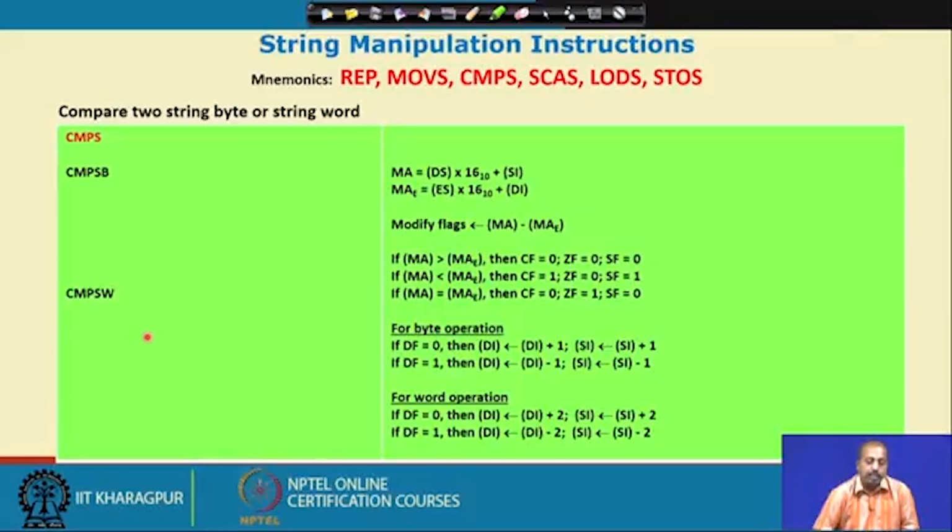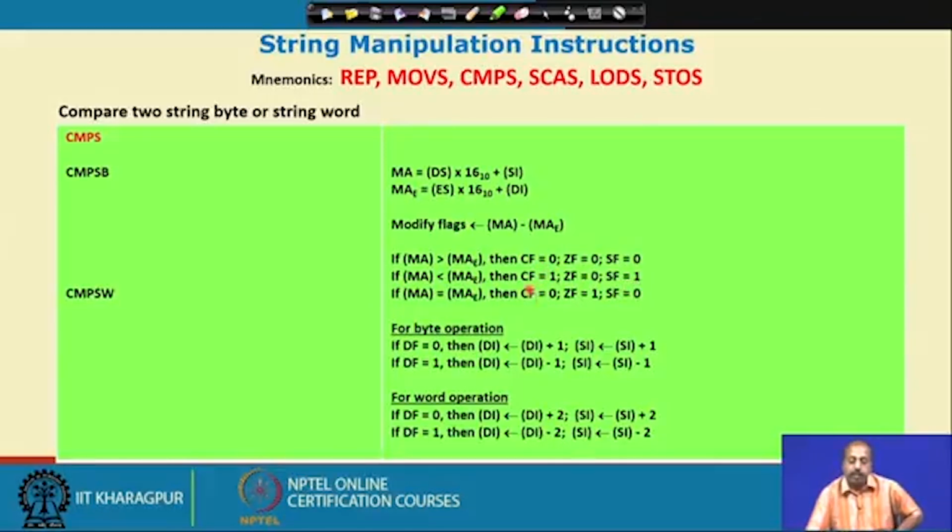We have got the CMPS or compare instruction. This CMPS instruction also has two variants, CMPSB and CMPSW. For CMPSB, the address calculations are the same as the MOVS instruction. So, the MA and MAE values are calculated, and then the ASCII values of those locations are compared. If the content of memory location MA is greater than the content of memory location MAE, then this will be the flag setting. If the content of memory location MA is less than the content of memory location MAE, then this will be the flag setting.